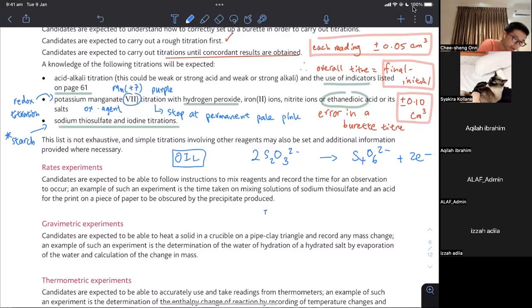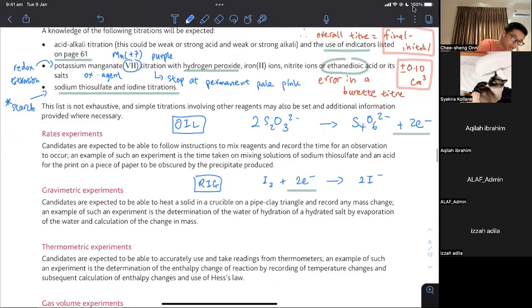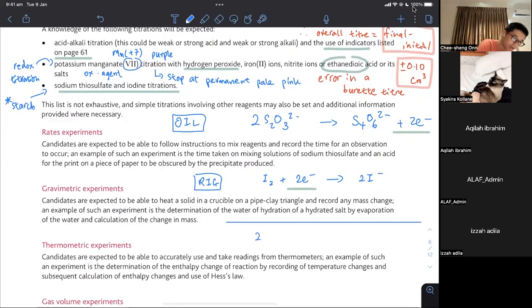On the other hand, it will react with iodine. Iodine is a molecule which will go to iodide. And then this is reduction, which is gaining of electrons. Reduction is gaining of electrons, loss of electrons is oxidation. When you combine these two together, you are going to get 2S2O3 2−, plus I2 gives you S4O6 2−, plus 2I−.